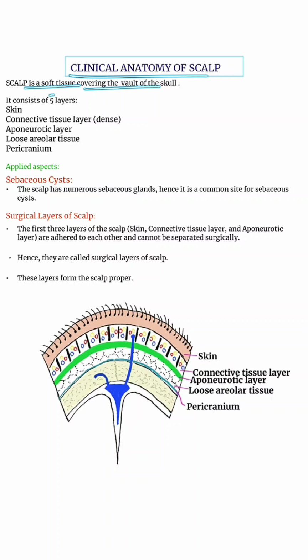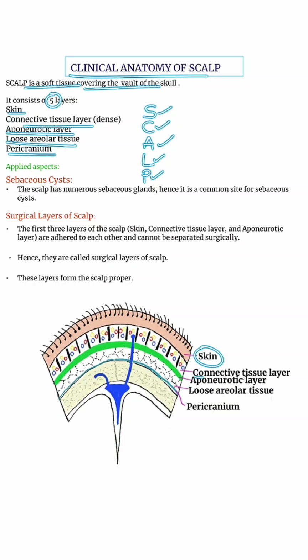It consists of 5 layers from superficial to deep: skin, connective tissue layer, aponeurotic layer, loose areolar tissue, and pericranium. You can remember the layers by using the mnemonic SCALP. S: Skin. C: Connective tissue layer. A: Aponeurotic layer. L: Loose areolar tissue. P: Pericranium. The skin consists of numerous hair follicles, sebaceous glands, and sweat glands.